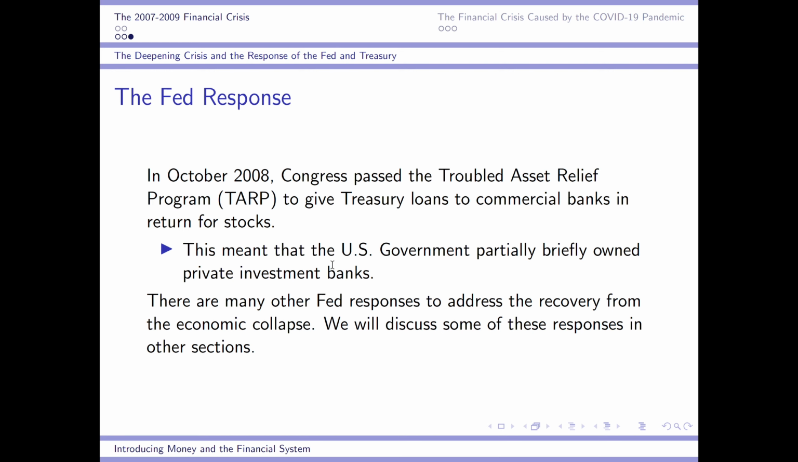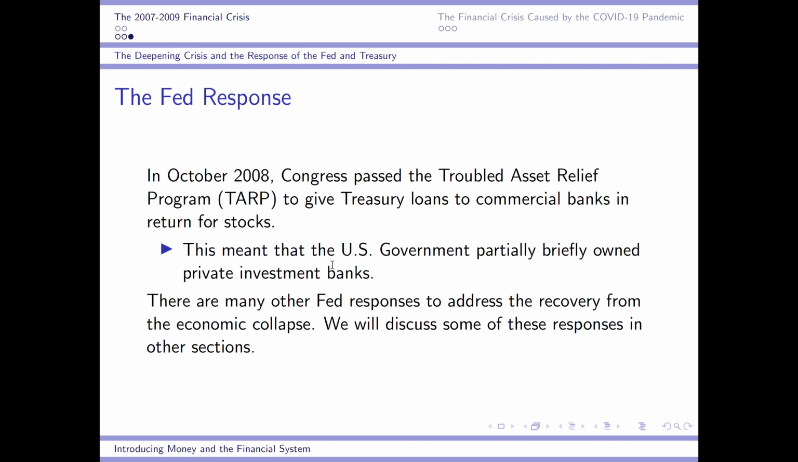And so in October, Congress decided to step in with what was called the TARP program. And the idea of the TARP program was to give treasury loans to investment banks in return for their stock. In a sense, this is basically just a loan that Congress is trying to inject a ton of money into these investment banks so that they can A, buy off their debt, and B, that they can make new investments to try and kickstart the US economy.